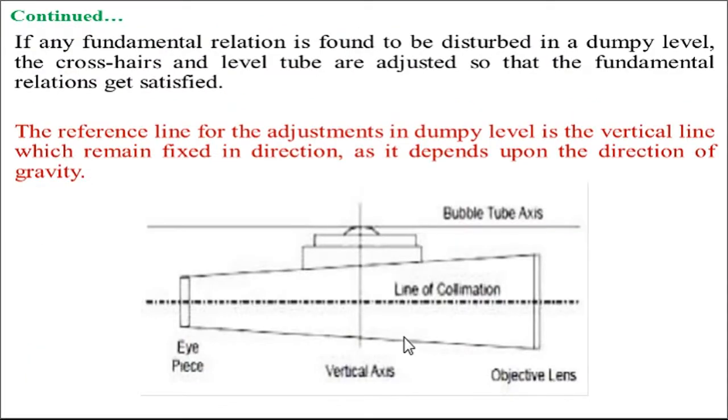If any fundamental relationship is not found, then we can say that the dumpy level is disturbed. Now see, here one diagram is shown, the line of collimation, or it is also called the axis of the telescope. Now this is the axis of the bubble tube and this is the vertical axis. So the vertical axis should always be perpendicular to the line of collimation or to the bubble tube axis. Is it not? Next slide.